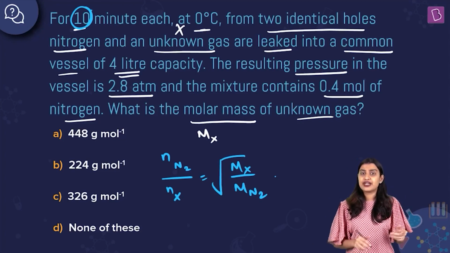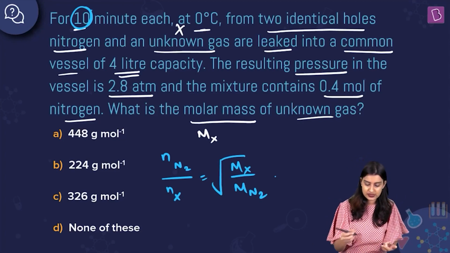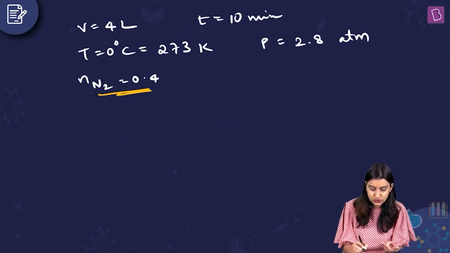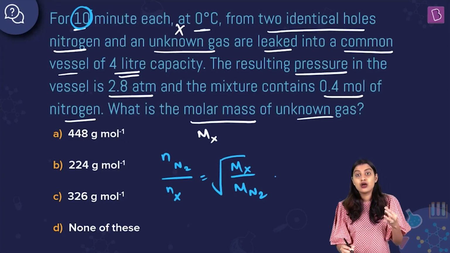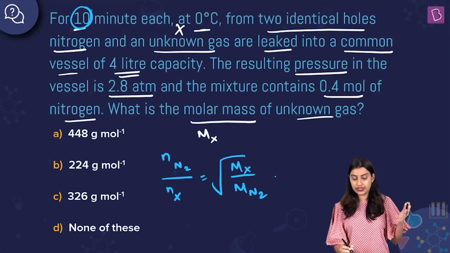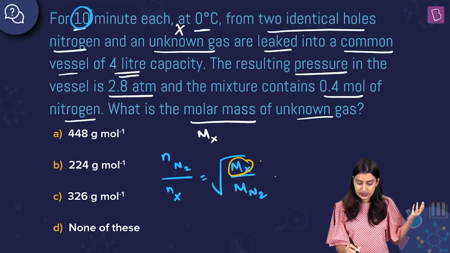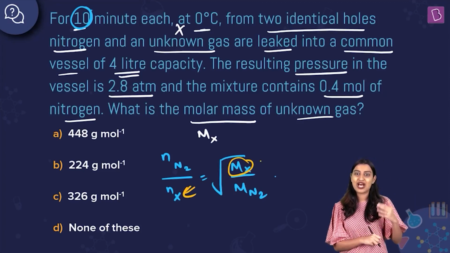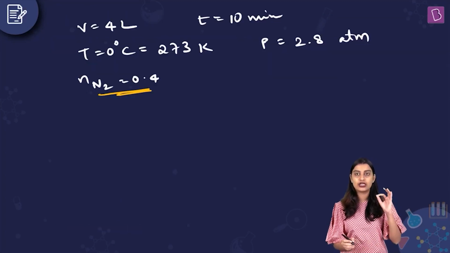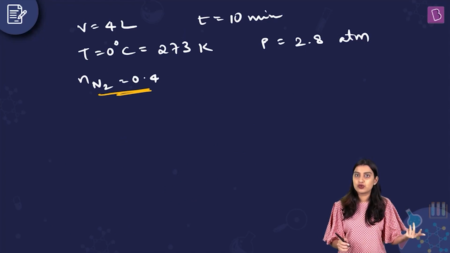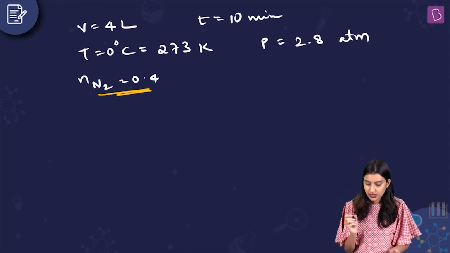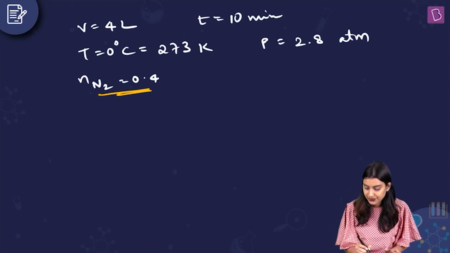So I basically need to find out number of moles of X, because if you see, they've given us the number of moles of N2. You know the molar mass of N2. Okay. You have to find out this. So basically you just need this. Okay. How will you do that? We will find out the total number of moles, subtract number of moles of N2, and we will get number of moles of X, right? So you have all this data given to you.